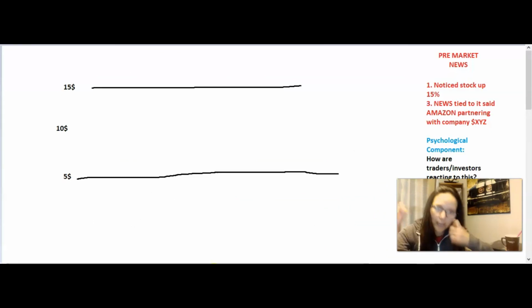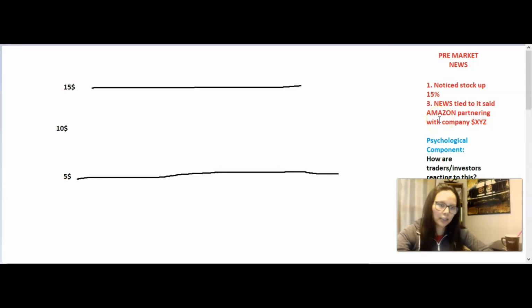Let's draw it out. Okay, so I did this here for you guys. Here's our chart, and we'll draw it in a minute. So let's pretend we're in pre-market. We're looking at a stock. We notice that a stock is up 15%.